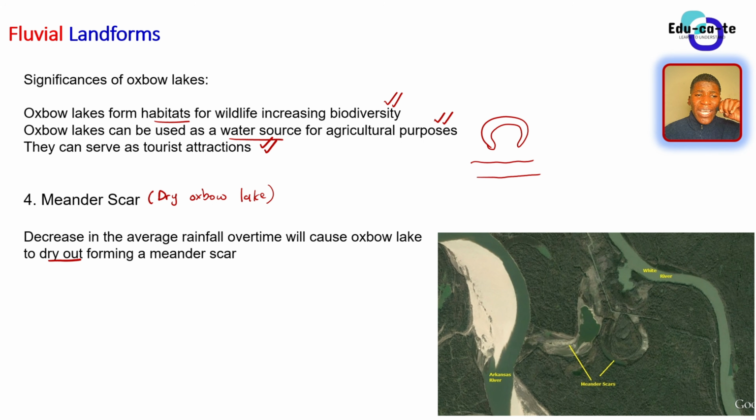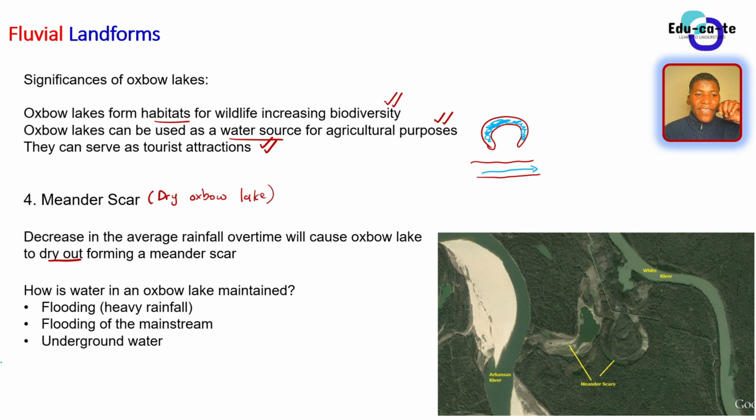But now you ask yourself, how can an oxbow lake maintain its water? I mean, let's just assume that it's not drying out, it has got water. How does it maintain its water? How do we keep on having water in this oxbow lake even though the main river or the main stream is no longer flowing towards it? So now the water in an oxbow lake is maintained in three ways. So first of all, it is heavy rainfall that causes flooding.